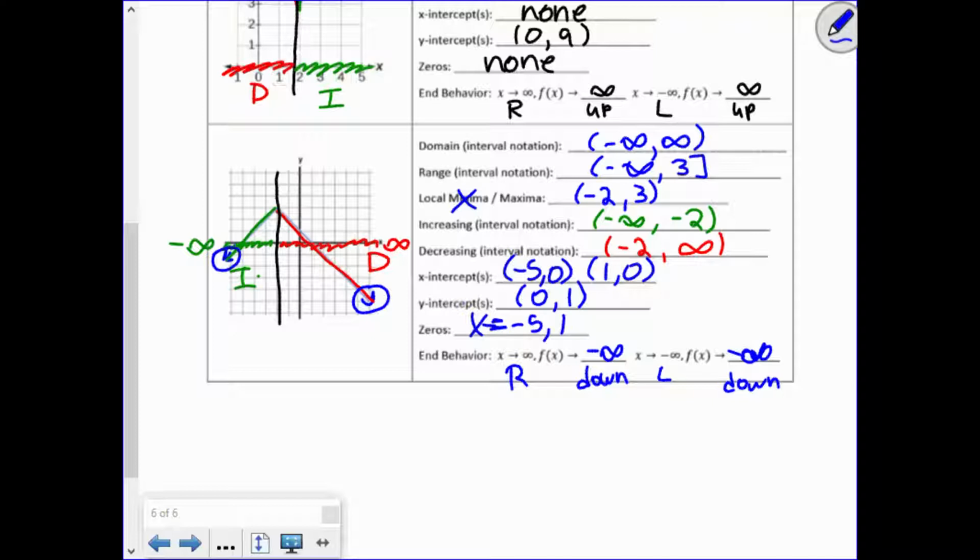Okay? Questions? Again, everything that we talked about today is not brand new. We talked about it in Unit 0. We're just applying it to absolute value.